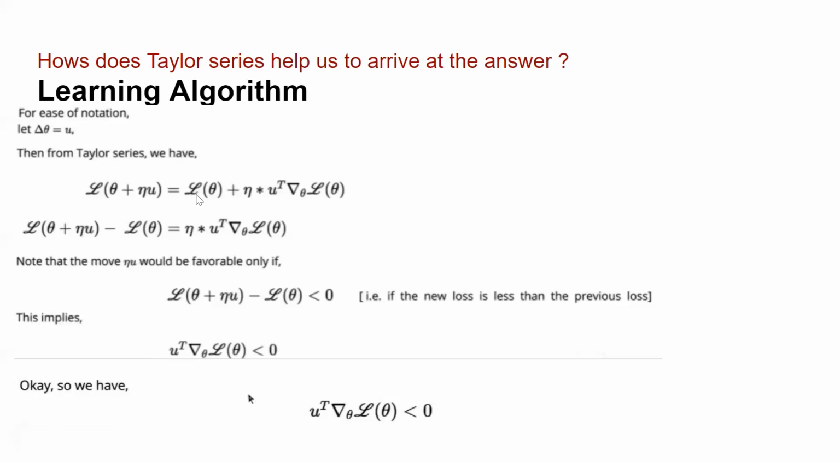Now what I'm doing is I'm throwing this L theta to the left hand side, so this equation is reduced to this. Now the LHS of this equation will be negative. Why would it be negative? Because my loss in the second iteration will be lesser than my loss in the first iteration. Do you agree with me on this? Yes. So this is the equation.